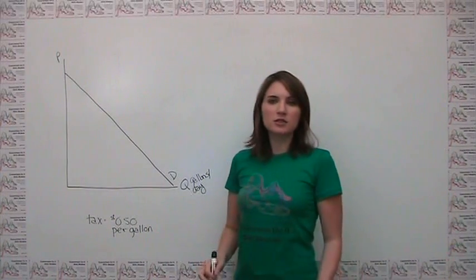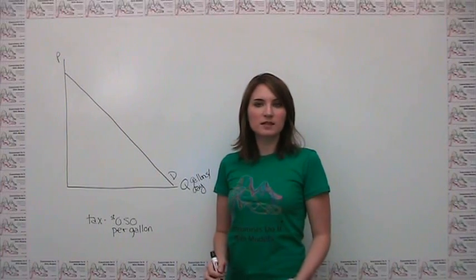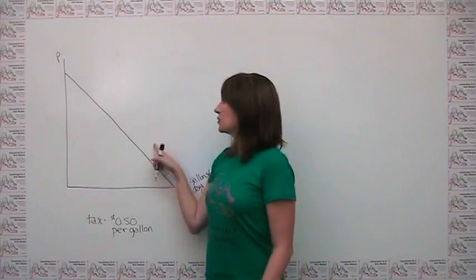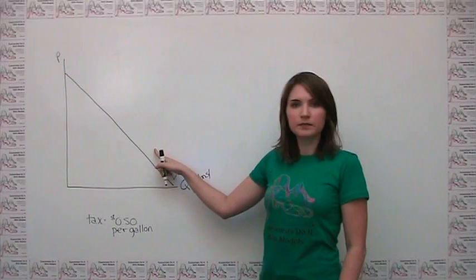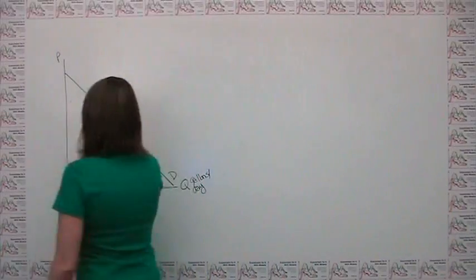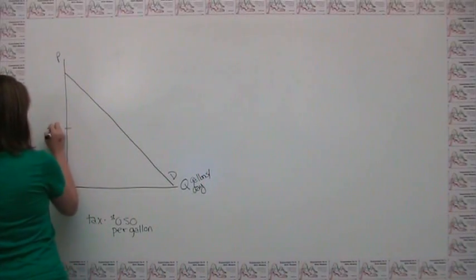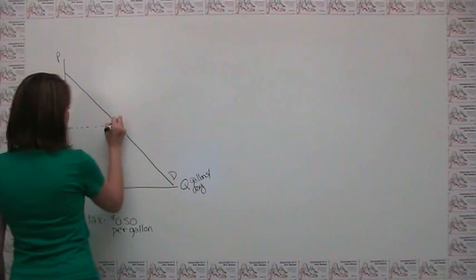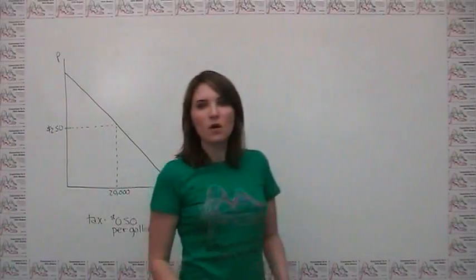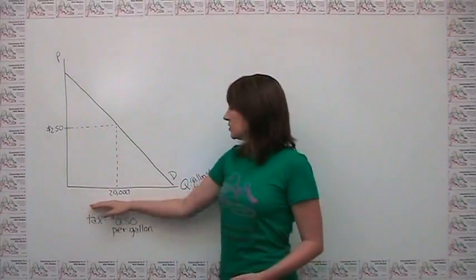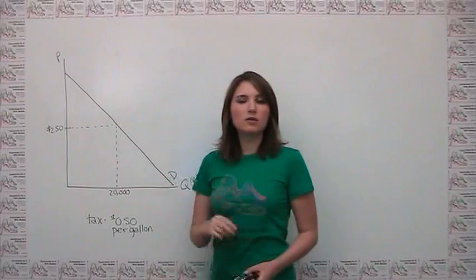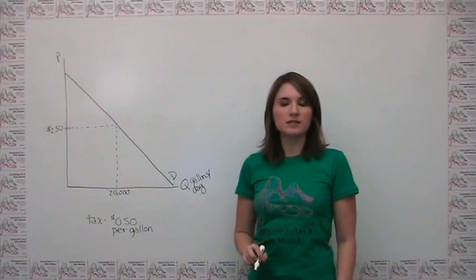The question we want to ask ourselves is, how does the consumer's willingness to pay for gasoline change when the tax is imposed? So we can think about some individual points on this curve to see what happens. Let's take one hypothetical point. Let's say at a price of $2.50, consumers are willing to buy 20,000 gallons of gasoline. What we mean by this is that consumers are willing to purchase 20,000 gallons of gasoline if the total outlay for the consumer is $2.50.